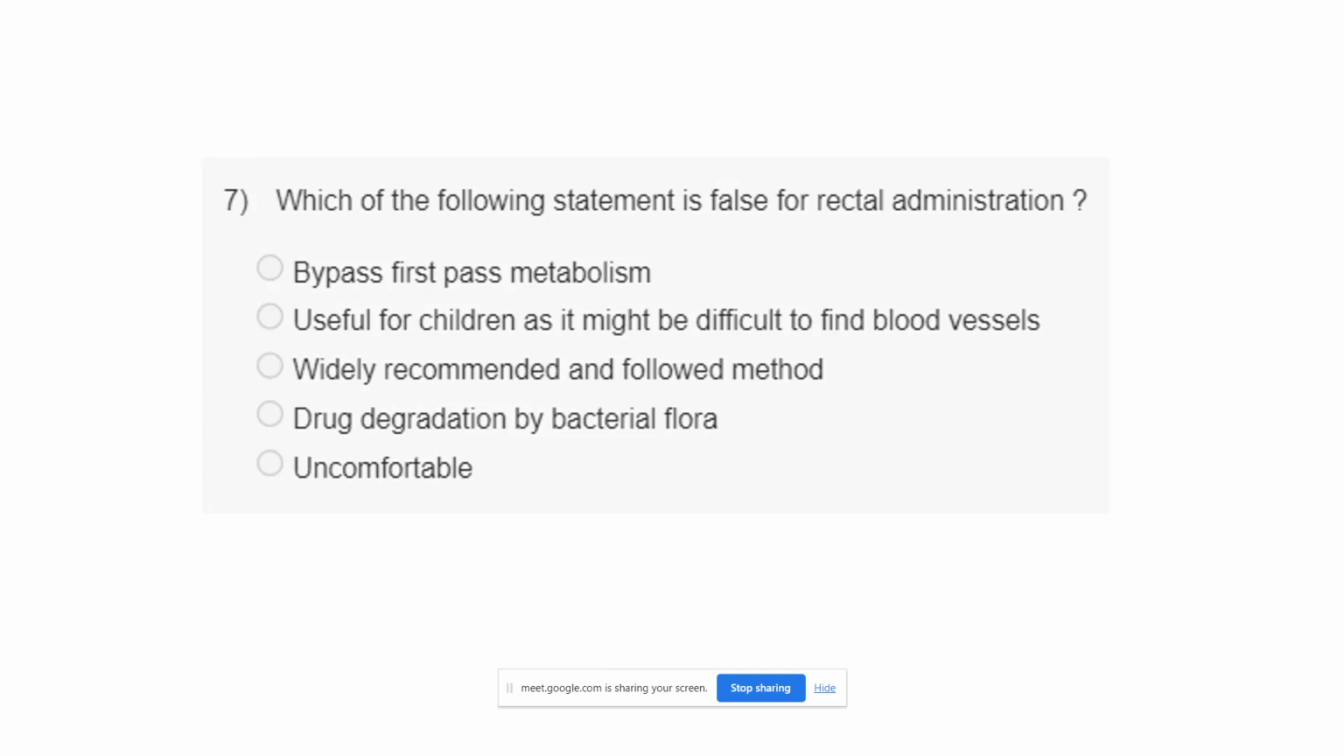Okay. Next question. Which of the following statements is false for rectal administration? Options are: bypass first pass metabolism, useful for children as it might be difficult to find blood vessels, widely recommended and followed method, drug degradation by bacterial flora, uncomfortable. Option C, ma'am.